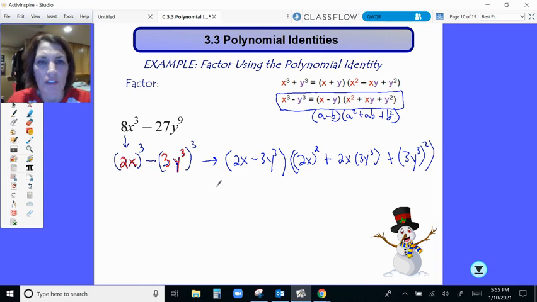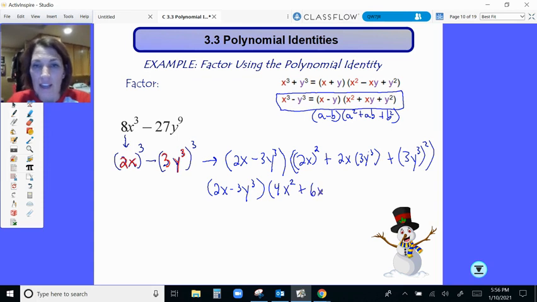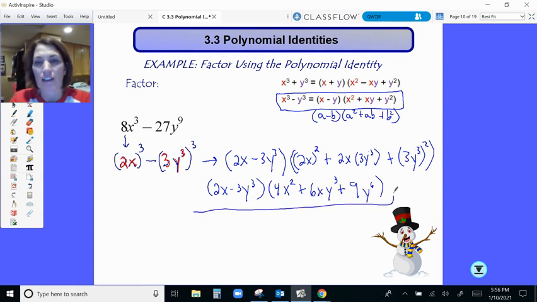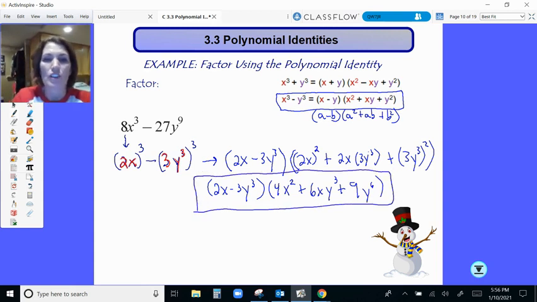So here we go. It's going to be 2x minus 3y cubed times, and we're going to square this whole thing. So 2 squared is 4, and then x squared, plus 2 times 3 is 6, x, and then y cubed, plus 3 squared is 9, and then y cubed squared. Remember, you multiply those exponents, so that is y to the 6th. And that's factored. So make sure you take your time in writing out those different forms.